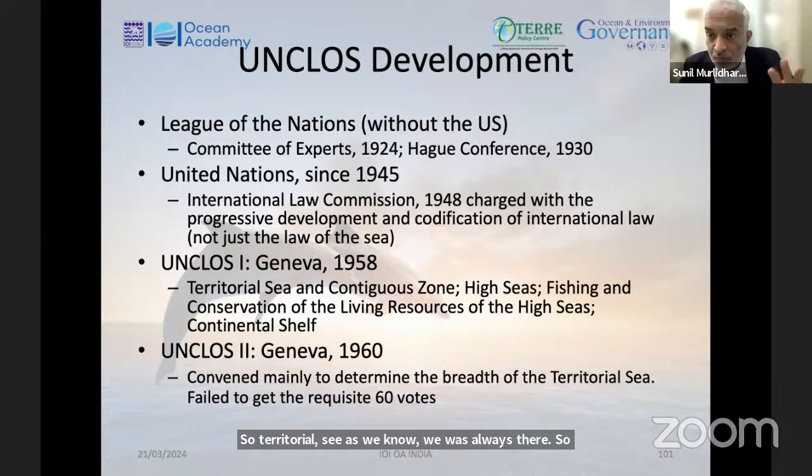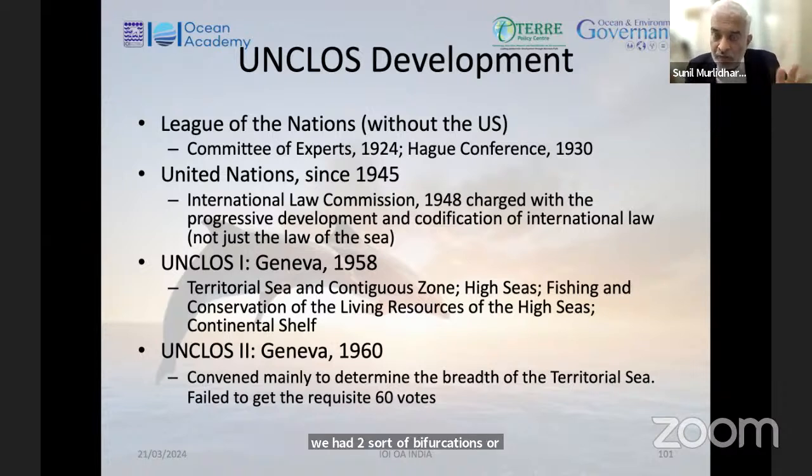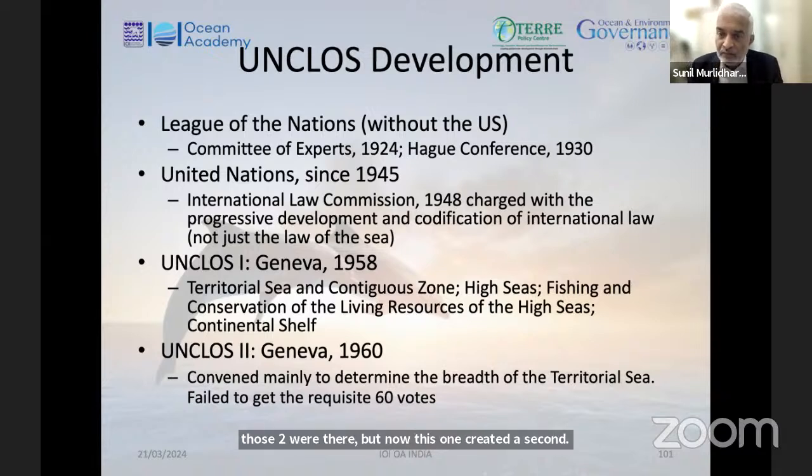So we had two sort of bifurcations or two demarcations within the ocean. One was the territorial sea, one was the high sea. So those two were there. But now this one created a third zone, as it were, and that was called a contiguous zone. Contiguous zone was defined as some kind of a buffer zone between the territorial sea and the high sea. Because territorial sea finished at 3 nautical miles, we had to have something beyond that. And as a result of that, the contiguous zone came around. So that was in 1958.